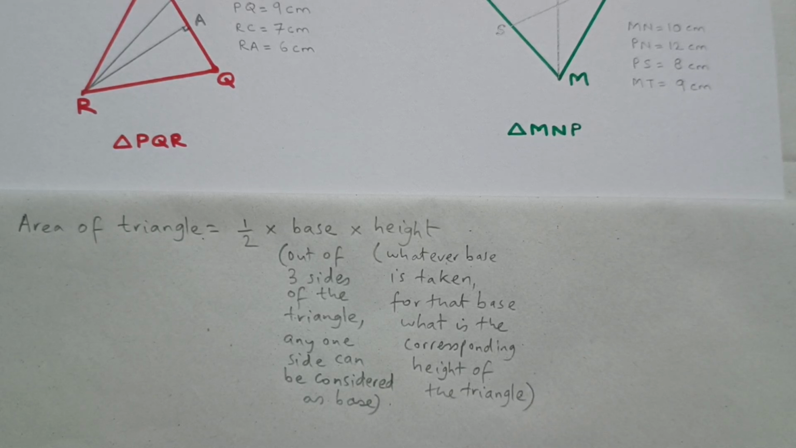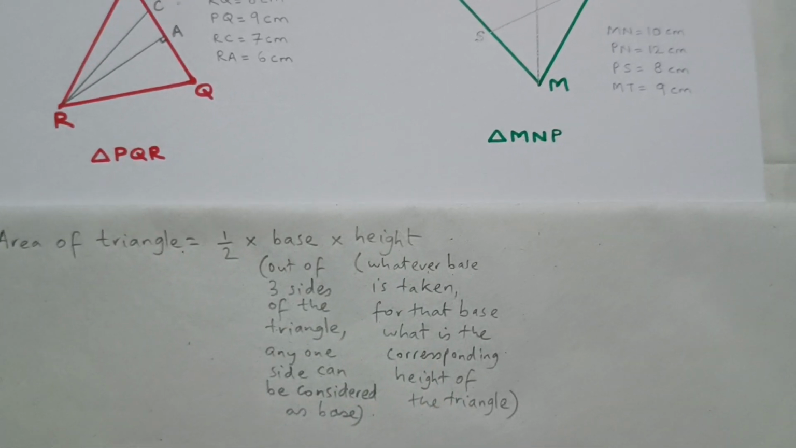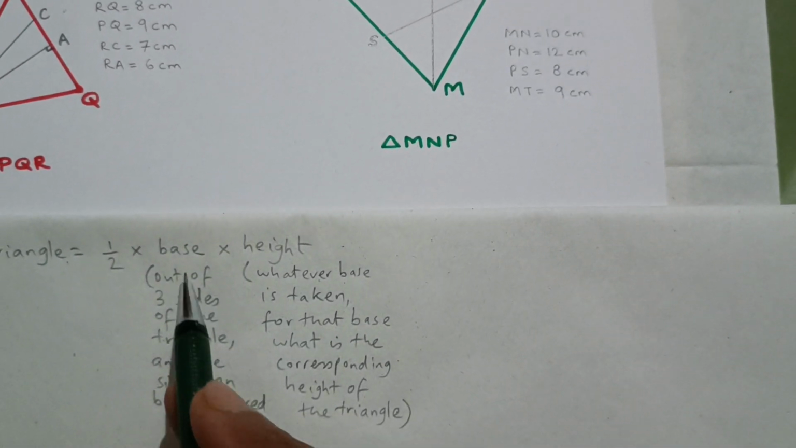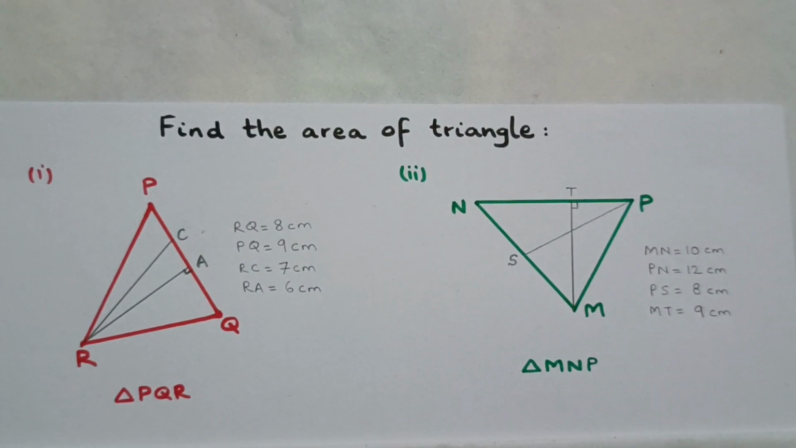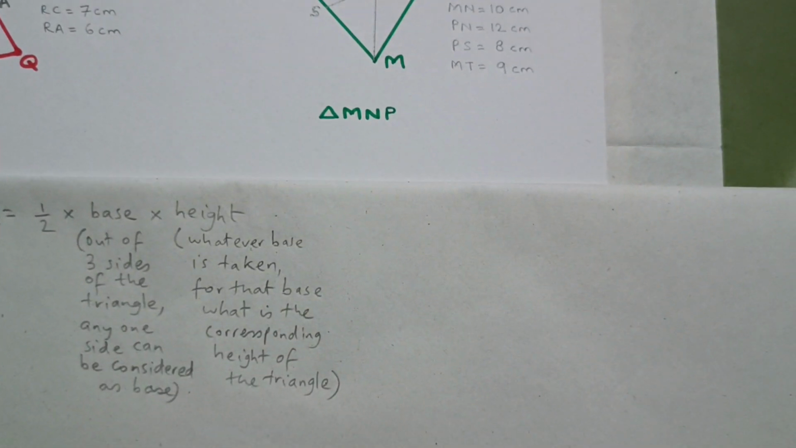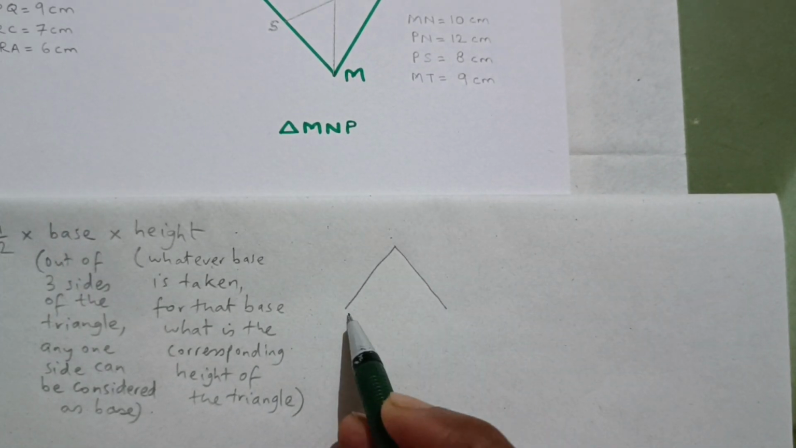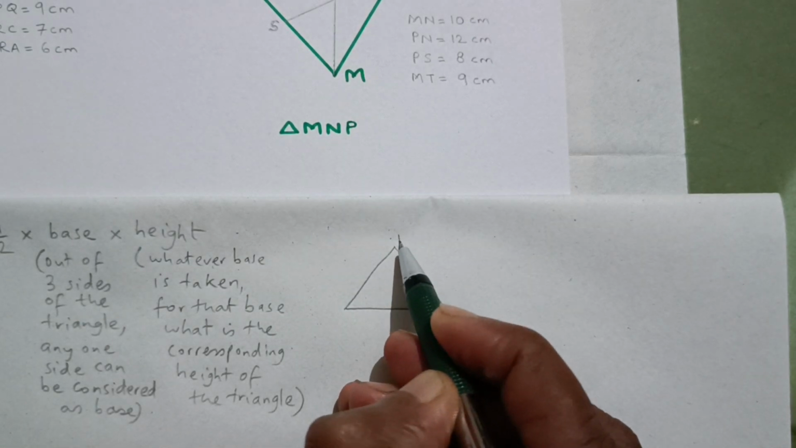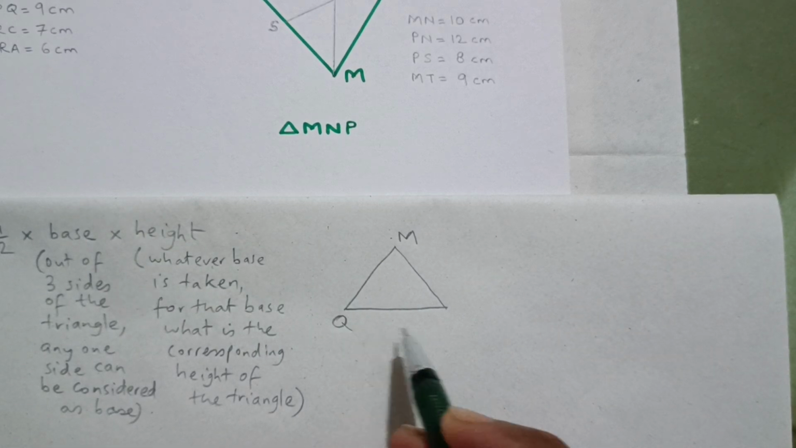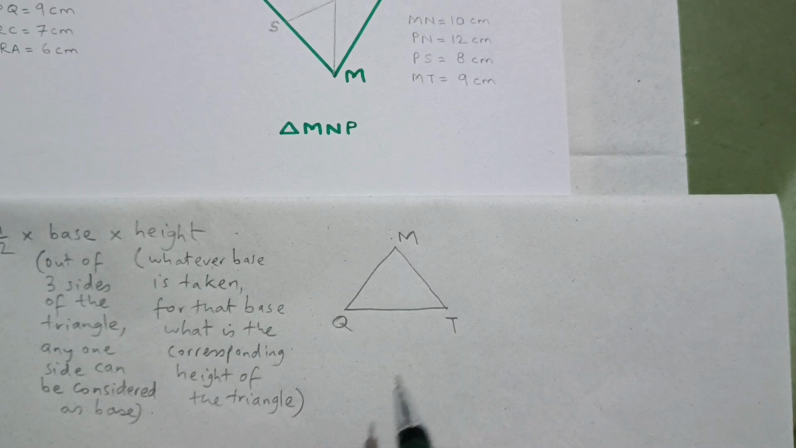So I have given you the meaning of base and height. Now let me explain to you using an example. So let us understand base and height from an example so that you can solve the questions easily. So let us take a triangle. So let us label it. Let us say the triangle is MQT.